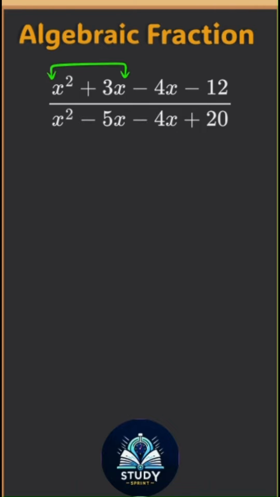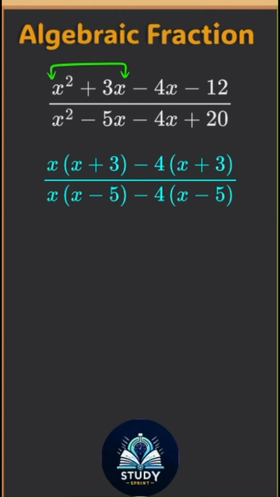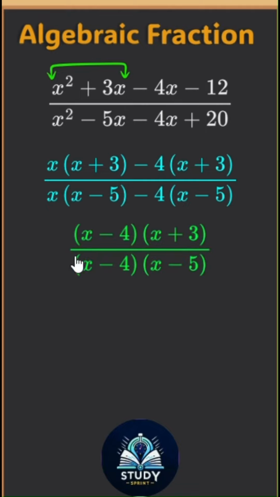Now what we're going to do is form pairs of 2 in the numerator and in the denominator. Then from those pairs, we're going to take out common factors. So from x squared plus 3x, we can take out x as common, and then x plus 3 will be left inside the brackets. We're going to do that with all of the 4 pairs. After doing that, we're going to simplify it.